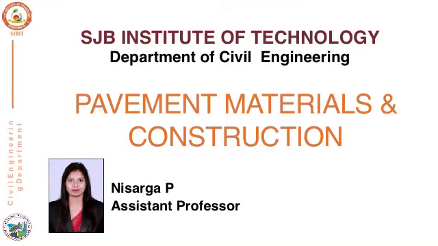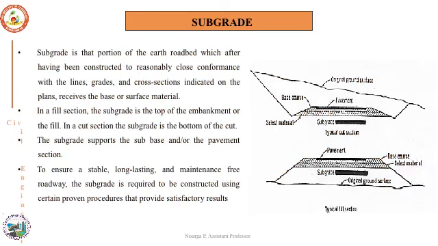Hello students, in this session let us see how the subgrade will be constructed. Subgrade is the portion of the road pavement which acts as a foundation for the pavements, and once the subgrade is constructed, it should conform with the lines, grades and the cross section that has been indicated in the plans. The typical cross sections of the subgrade are as shown in the figures here.